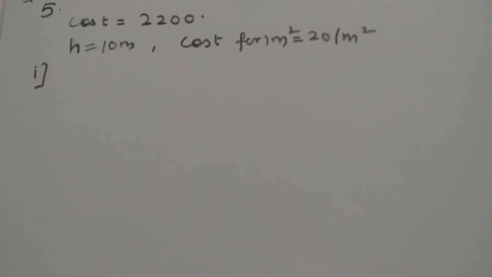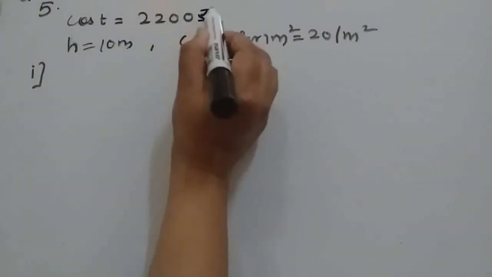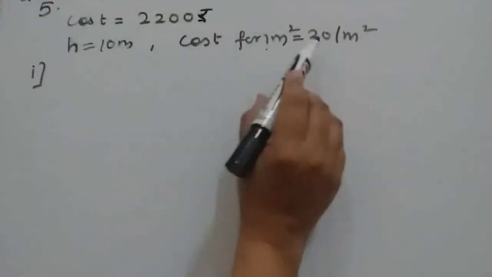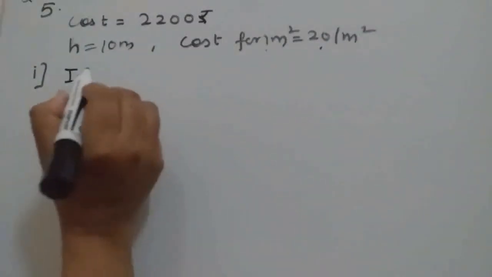See, in question 5, total cost to paint the inner curved surface area is given as 2200 rupees and cost for 1 meter square is given 20 rupees. Height is also given. So what will be the inner curved surface area?